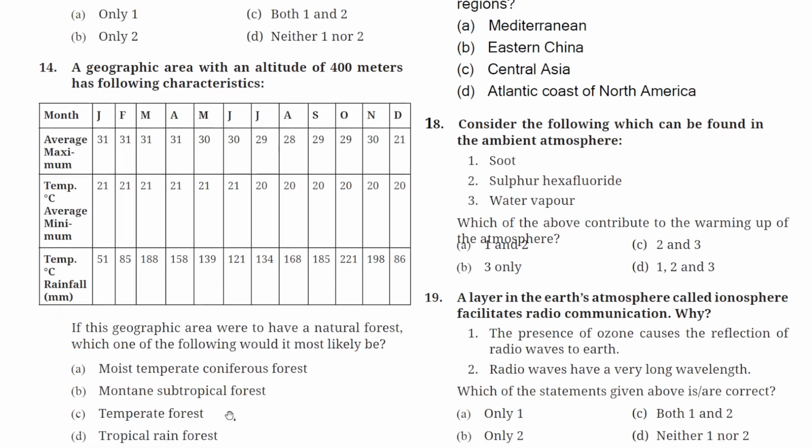So just see the rain here. That is clue one. Also, you can see the temperature is not at all fluctuating and it is at the lower end, almost similar. So once again, it can't be temperate, it can't be mountainous, it can't be moist temperate, coniferous. So the answer is D, tropical rainforest.